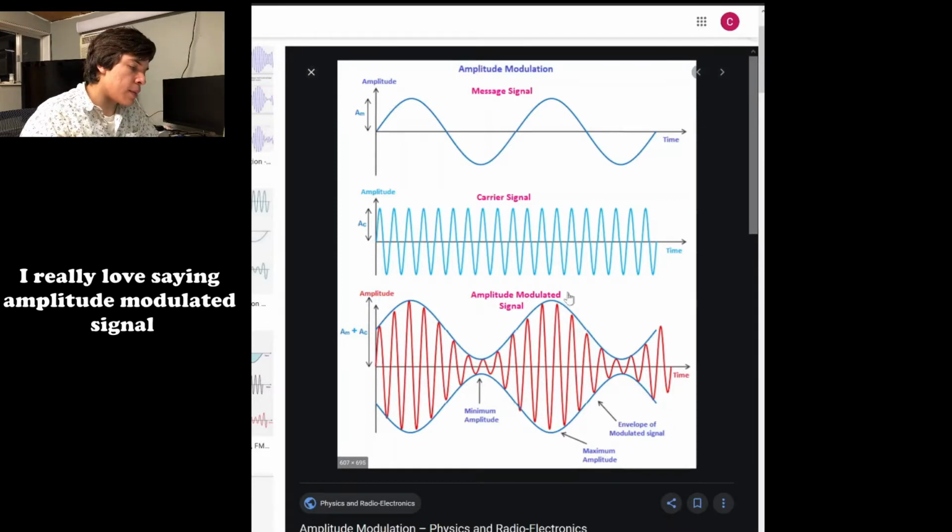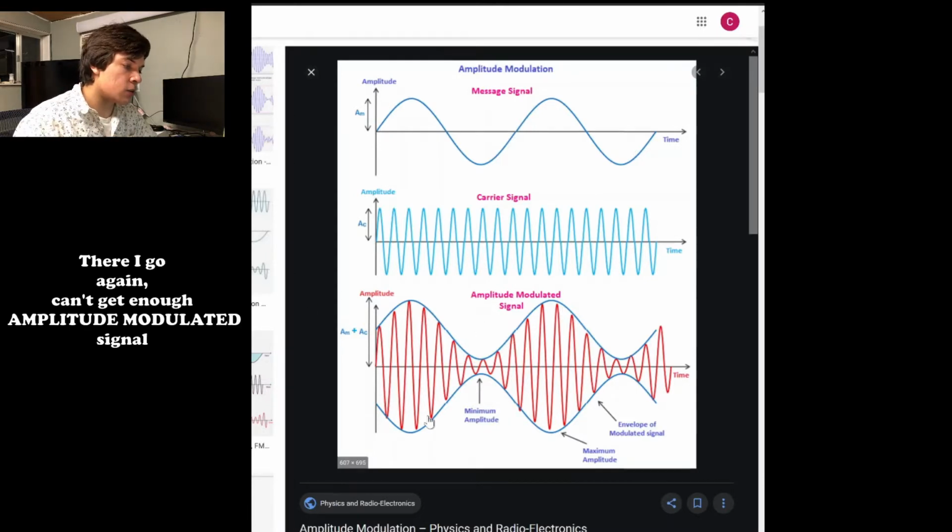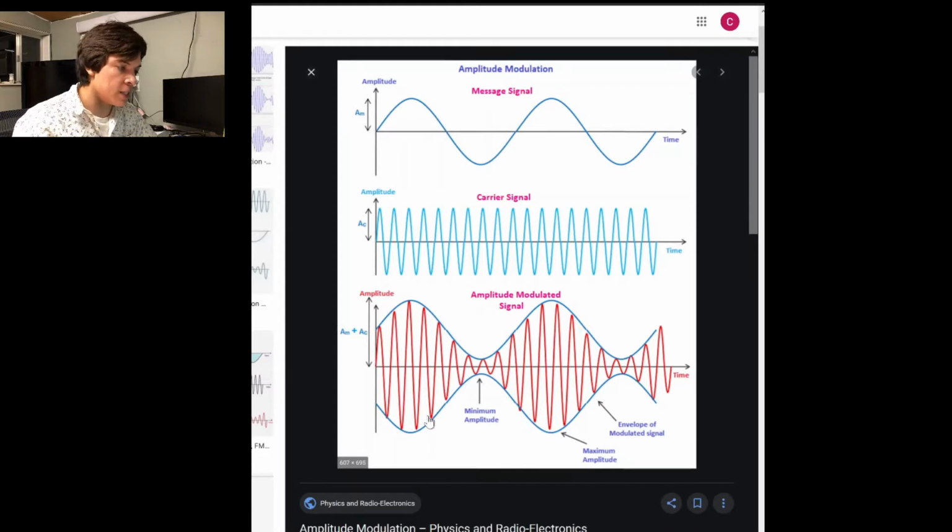Now, if we look at this amplitude modulated signal, we're going to notice that there's an envelope surrounding the carrier signal. This envelope is actually what defines what we hear on the other end at a radio. Therefore, to make an amplitude modulated signal, we're going to need a way to make a message signal, a carrier signal, and then a way to combine the two.